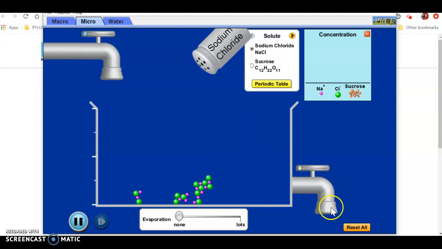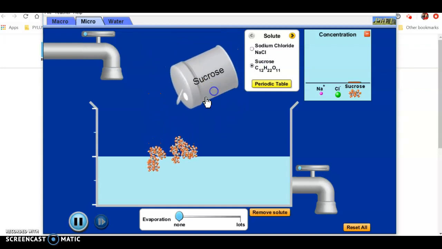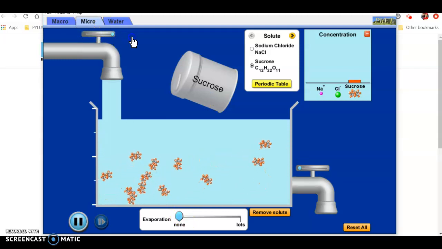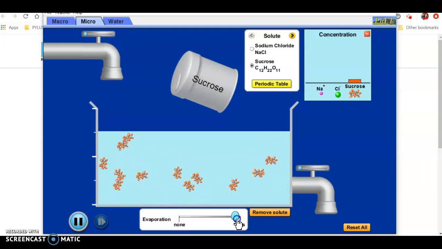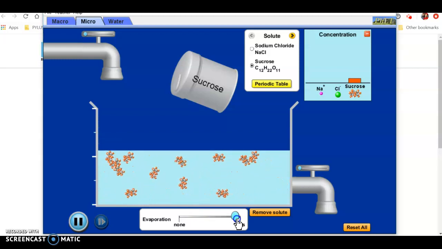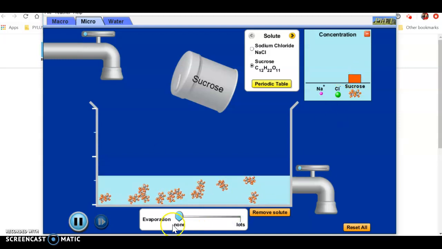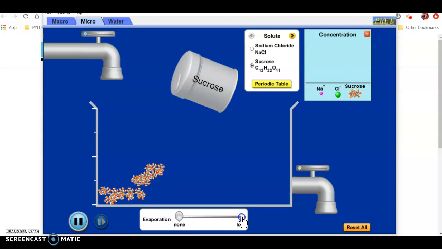Let's do that with sugar, see what happens. And if you didn't know, sucrose is sugar. You just add some water. This is what you guys would do anyways. If you guys had this, you'd just be playing with it, seeing what's going on. Evaporate some water. You can see the concentration. But there's no concentration anymore because there's no more water, so there's no solution.